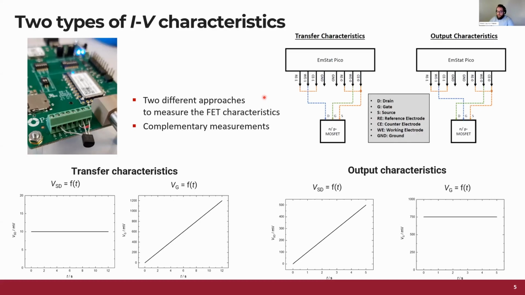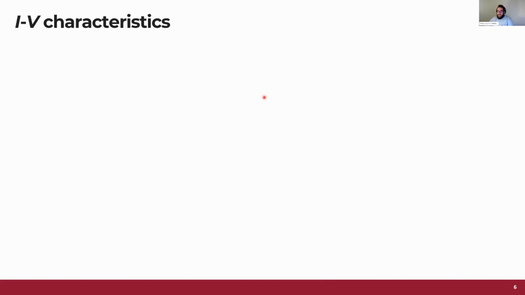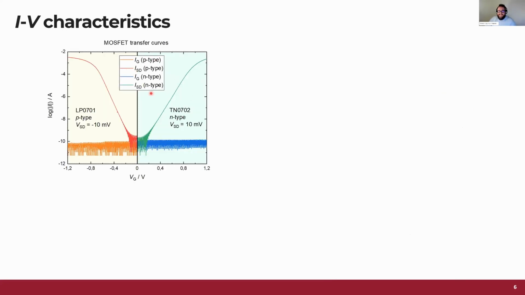When it comes to the characteristics, how do they look? Well, they look like this. Here you can see the transfer curves, the transfer characteristics. We have the gate voltage for two transistors, one P-type transistor and one N-type transistor. This is a logarithmic scale, so you can see that the current changes by several orders of magnitude, from 0.1 nanoamp to milliamps.